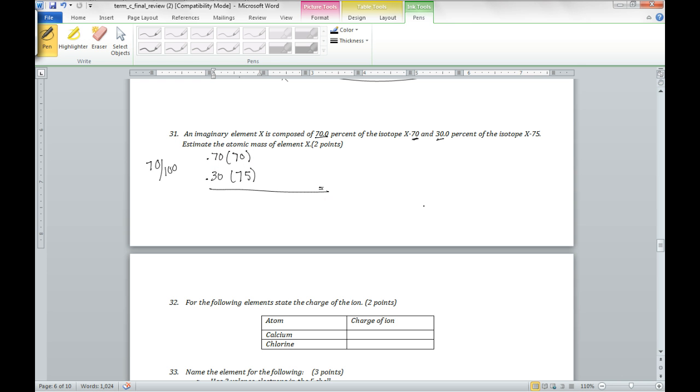So we have 0.70 times 70, which gives us 49. And we have 0.3 times 75, which gives us 22.5, and then we add these two together, so our approximate mass is 49 plus 22.5, which is 71.5 AMU, average atomic mass.